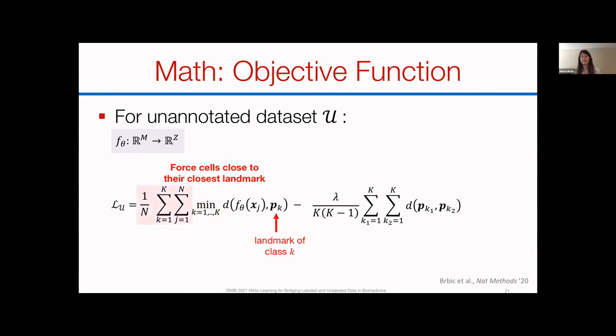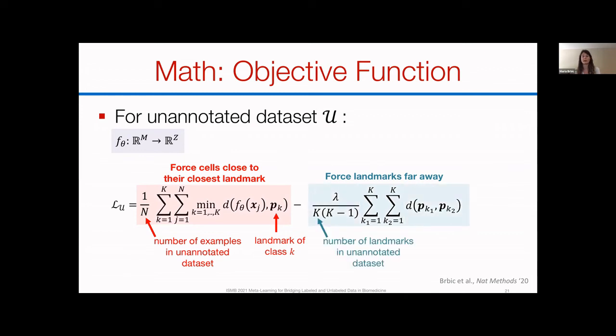So the total number of examples we will have corresponds to the total number of examples, because each learning example will take part in the sum only once, because we will only find the minimal distance. And then we will force landmarks far apart from each other again. And this means, again, that we will look at the distance between the landmarks and then sum over all the pairs. And again, normalize by the total number of pairs and regularize by lambda.